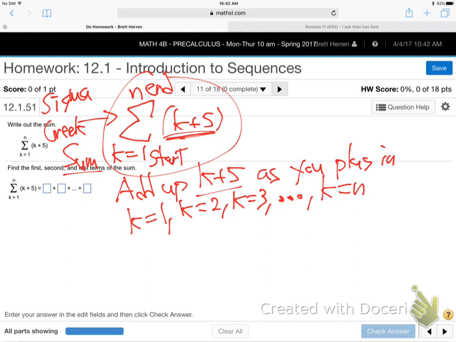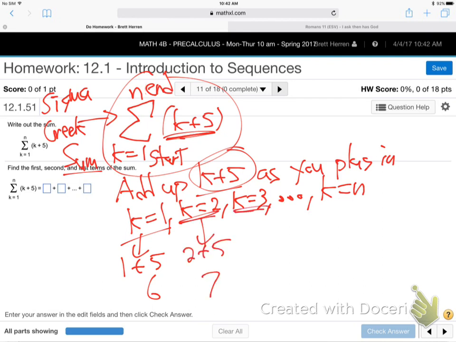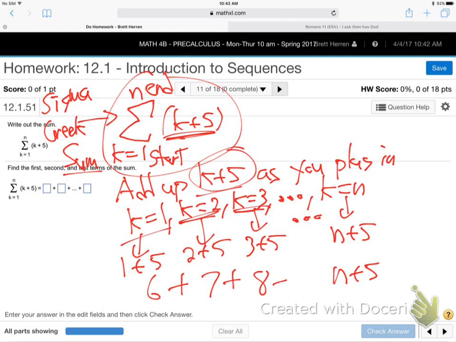So I'm going to take the k plus 5 formula. Plug in k is 1, k is 2, k is 3, all the way to k is n. So when I plug in k is 1 to this formula, I'm going to get 1 plus 5 or 6. When I plug in k is 2, I'm going to get 2 plus 5 or 7. When I plug in k is 3, I'm going to get 3 plus 5 or 8. Dot, dot, dot. When I plug in k is n, I'm going to get n plus 5. And then I'm supposed to add all those up. Does that make sense?